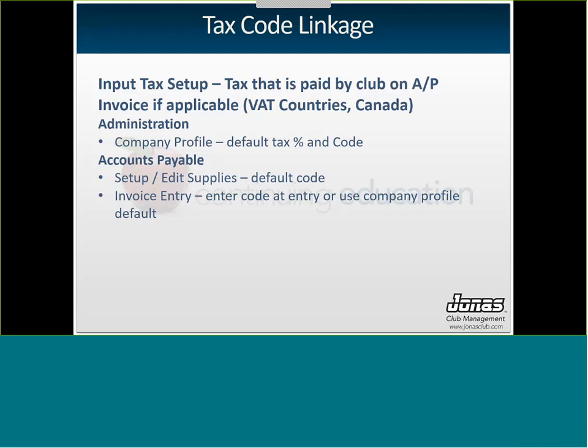The second spot will be the accounts payable module under setup, edit suppliers. There's a default tax code to use, so if you have certain suppliers that are always one type of input tax, you can go ahead and attach that to their profile so you don't have to remember to do it every time that you're entering in an invoice. And you can also set it at invoice entry. So every time an invoice is entered, you can go ahead and put in a different input tax code.